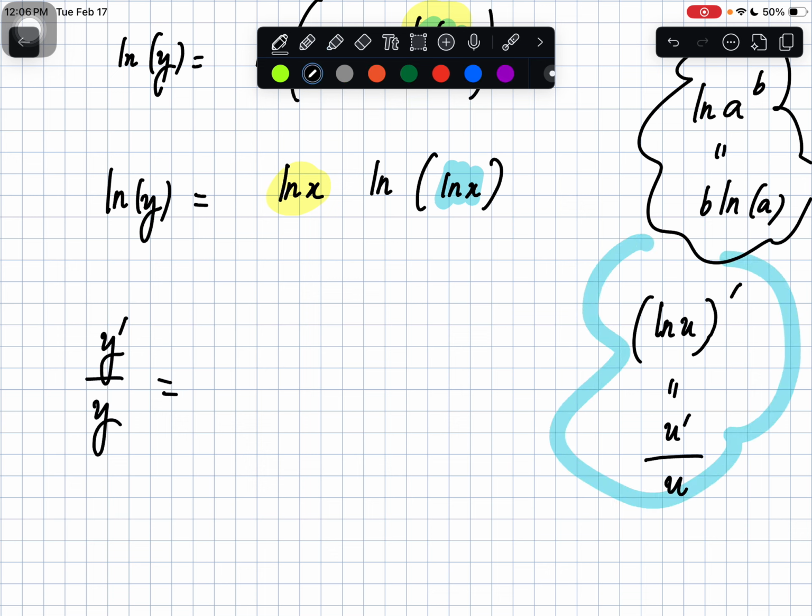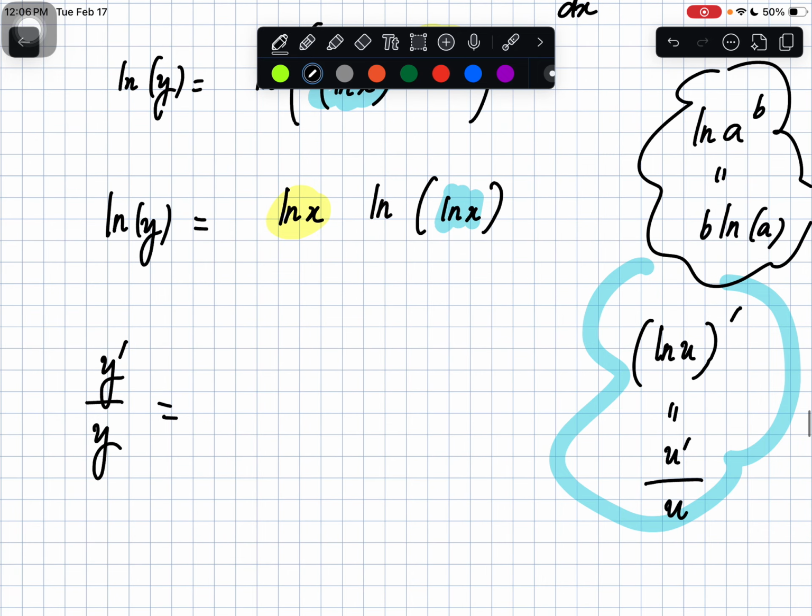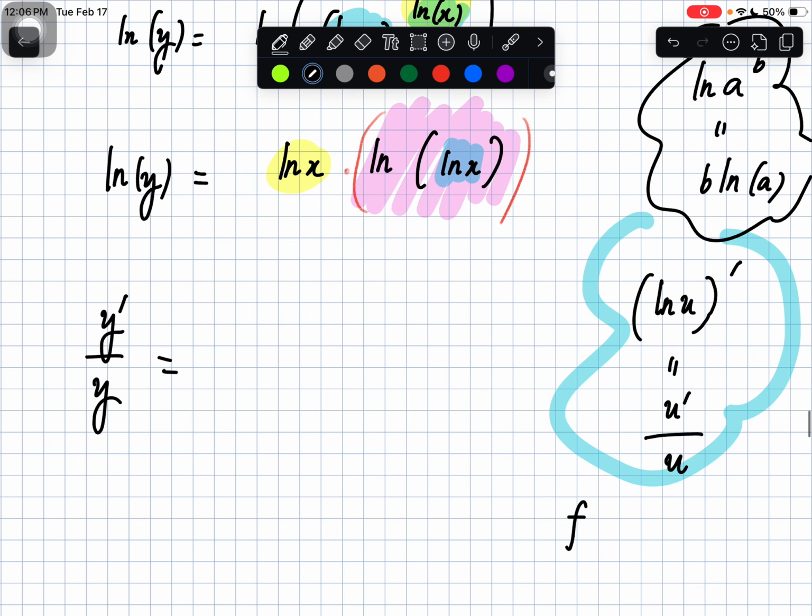Now for the right, you use the product rule. These terms multiply these terms. I put a bracket here to see the first term, the yellow term, and the second one, the pink one. f times g prime, f prime g plus f g prime.